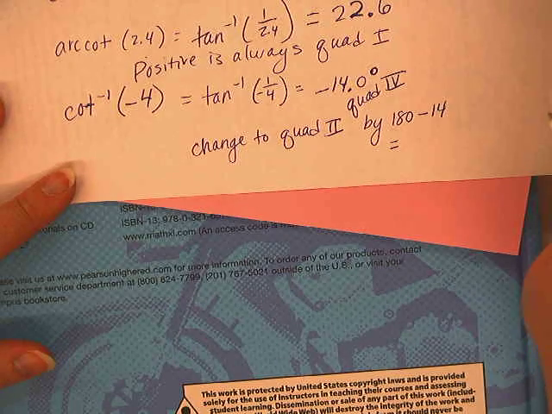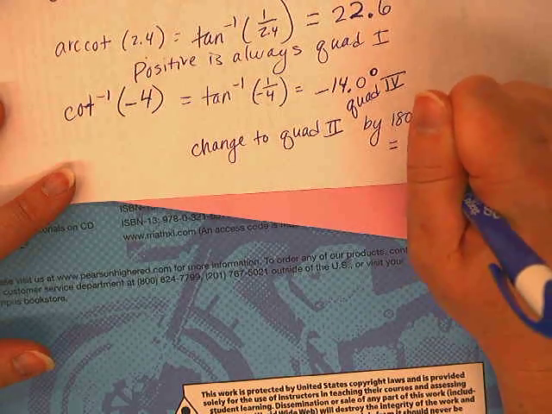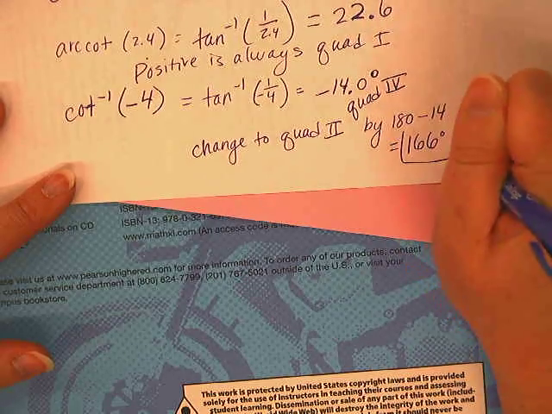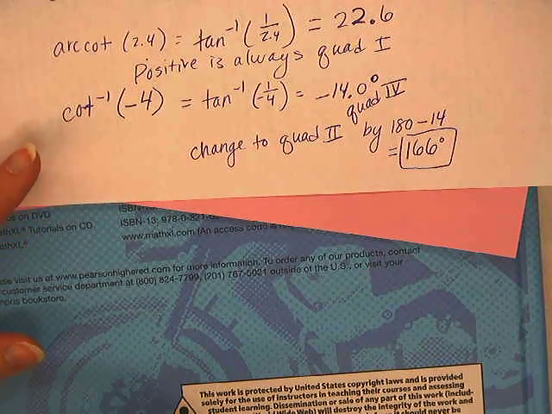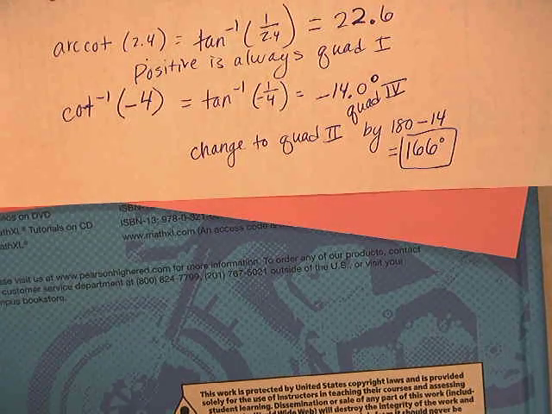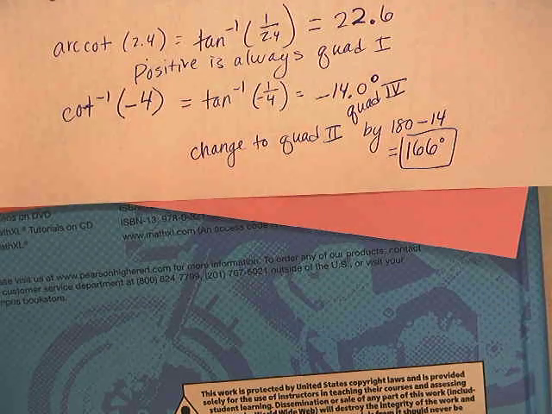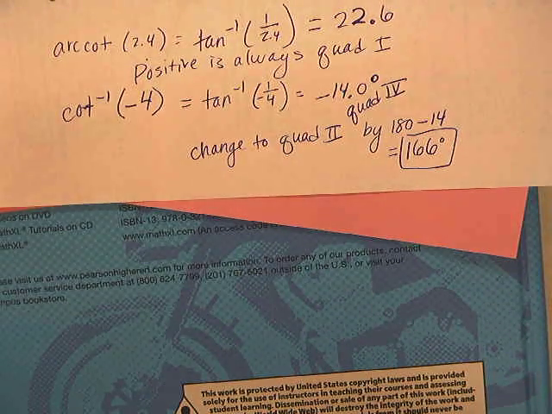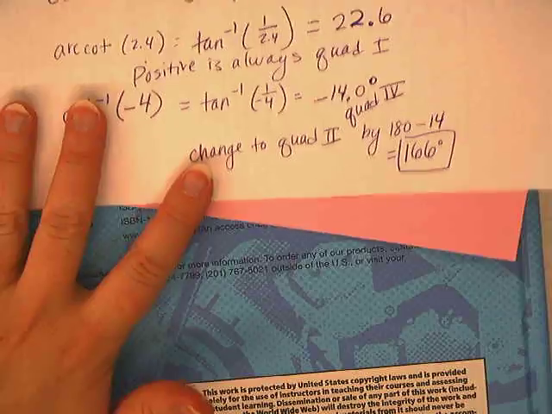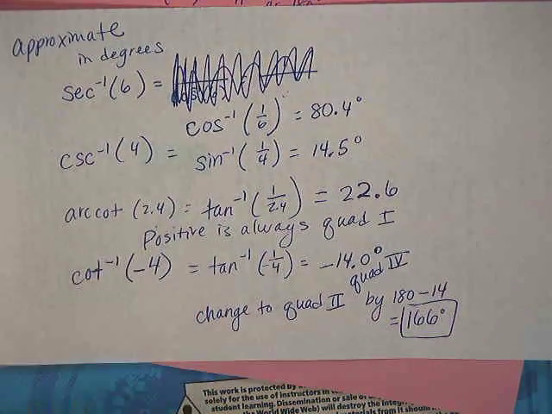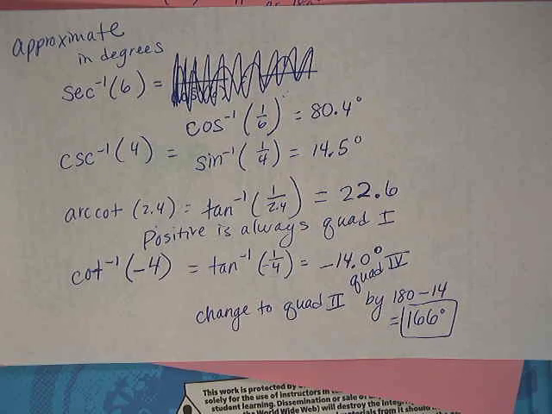So when you're doing a reference angle in quadrant 2, what do you do? You go 180, subtract 14. These are going to hurt your brains a little. So if it's cotangent, all you have to do is make it in quadrant 2. And that's the rule? Yeah, that's the law.